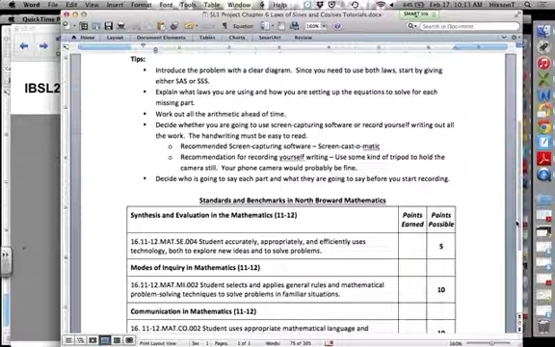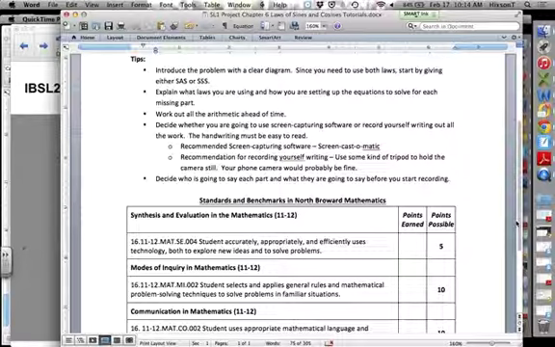All right. Some tips here. First of all, make sure that you have a clear diagram. You're going to introduce the problem with a clear diagram. Since you need to use both laws, make sure that your initial problem either gives you side angle side or side side side. Okay? So that you'll use the law of cosines first, and then you can use the law of sines to finish solving it.